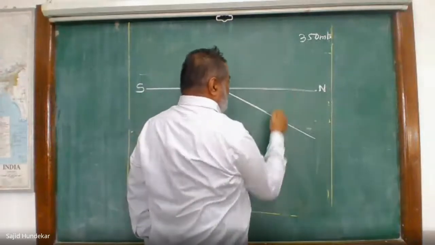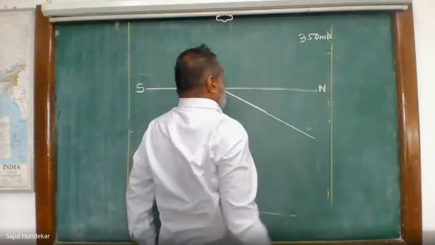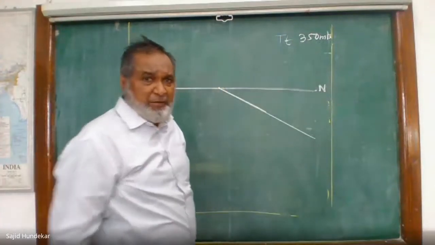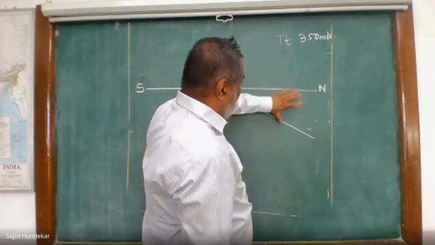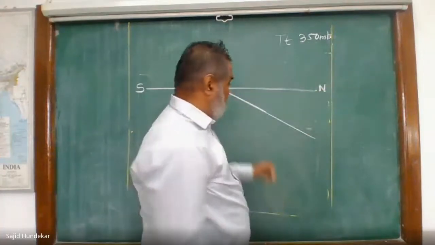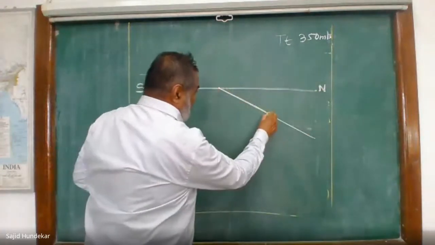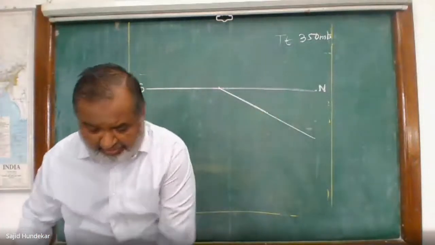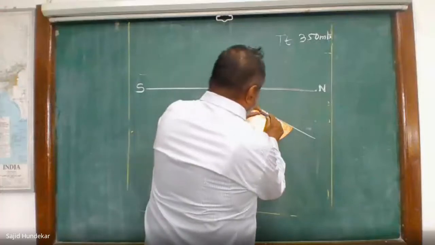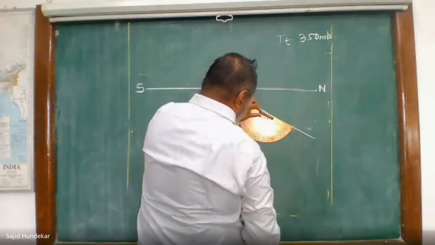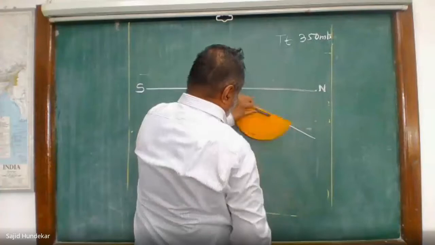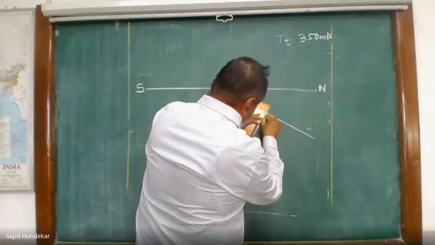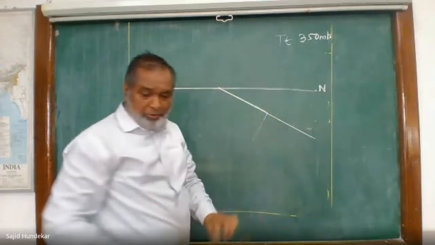Now the next one: the true thickness is given as 350 meters. If I take this side, the problem goes out of the page. So we have to measure from any point here, and from that point again take a 90 degree. Plot a 90 degree point, and simply draw a rough line.